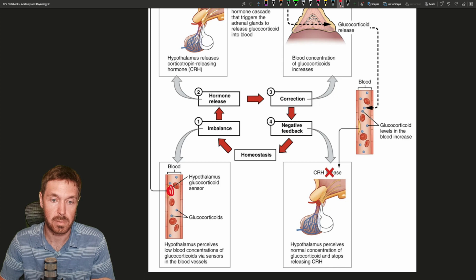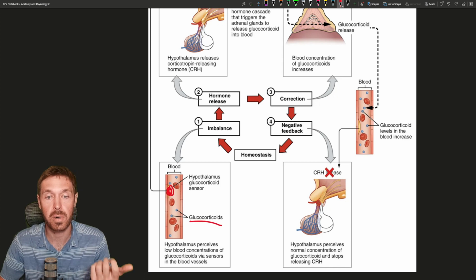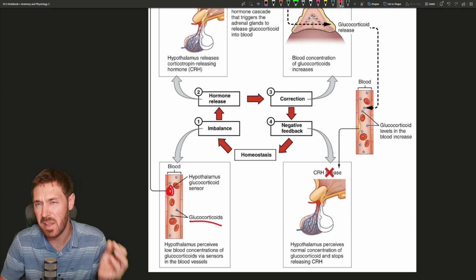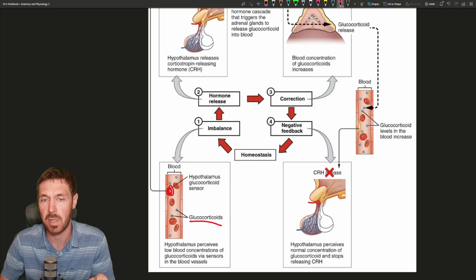So here, what happens? There's a sensor. The sensor says glucocorticoid levels are low, and the hypothalamus says, hey, it's low. We need to release more. Now, this particularly happens when you first wake up in the morning.